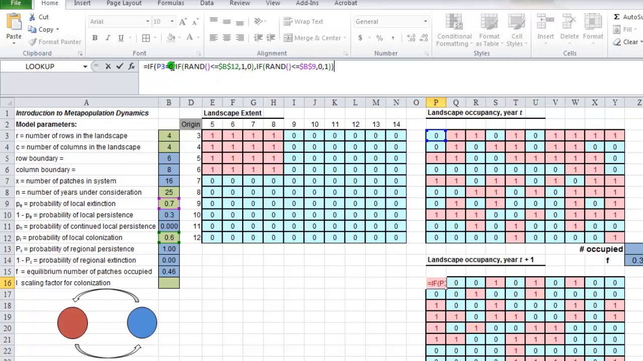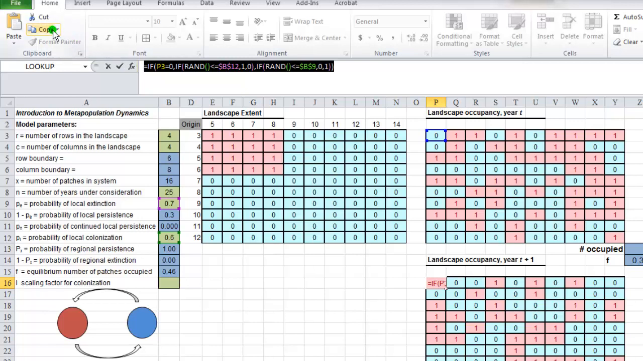If the patch itself is not 0, we're going to conduct this portion of the equation. It means the patch is occupied, and now we're going to consider whether or not it goes extinct. If a random number is less than the probability of extinction, then we'll say that the patch went extinct, and we'll flip the 1 to a 0. Otherwise, we'll keep it 1, meaning that the patch remained occupied. So this is our mainland island model.